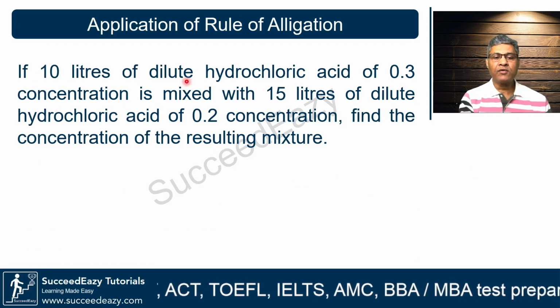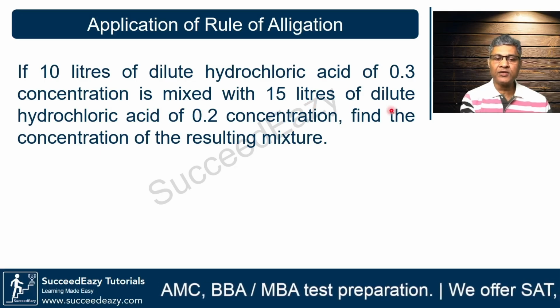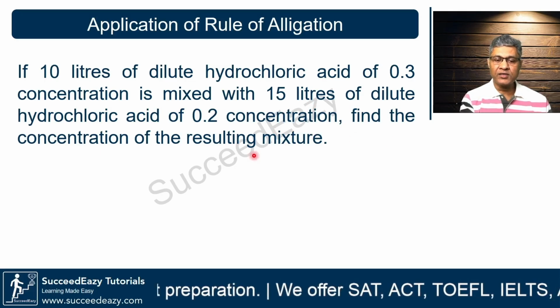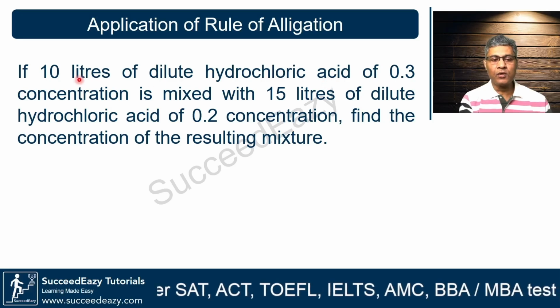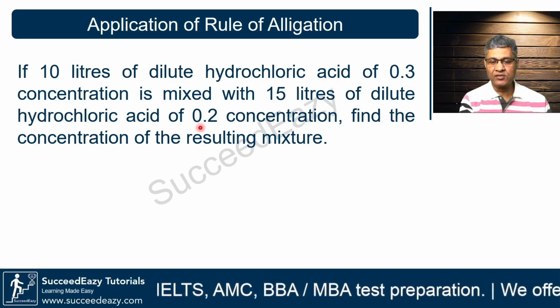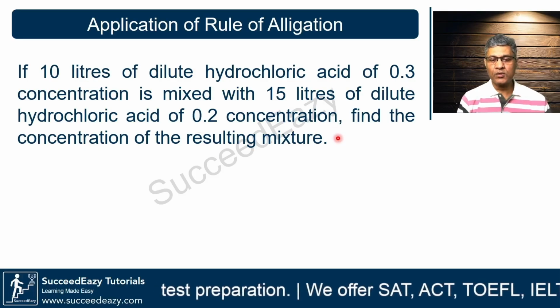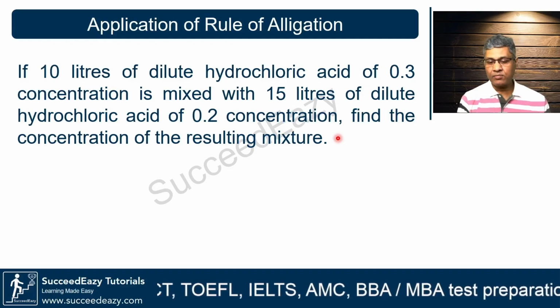Let's read the question first. If 10 liters of dilute hydrochloric acid of 0.3 concentration is mixed with 15 liters of dilute hydrochloric acid of 0.2 concentration, find the concentration of the resulting mixture. So we see quantity, we see concentration, we see another quantity, we see the concentration, and we are mixing two liquids to get another liquid. We want to find the concentration of the resulting mixture.